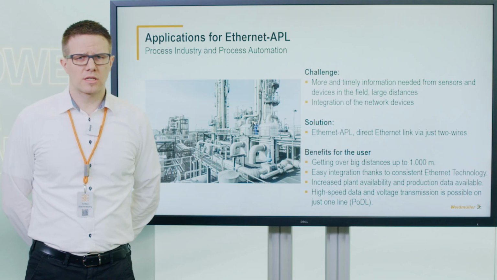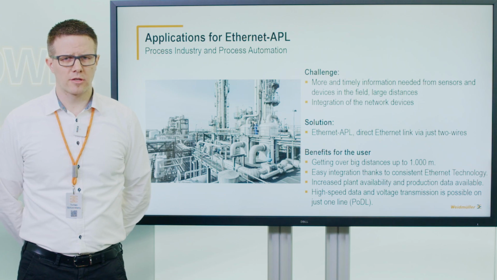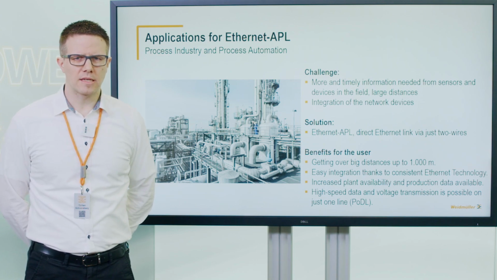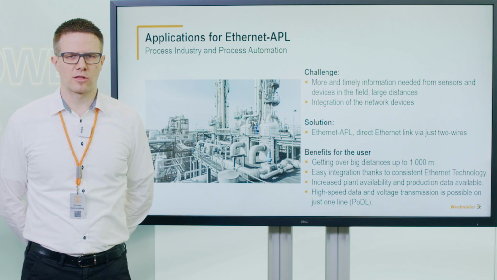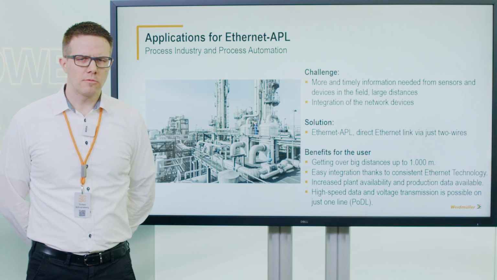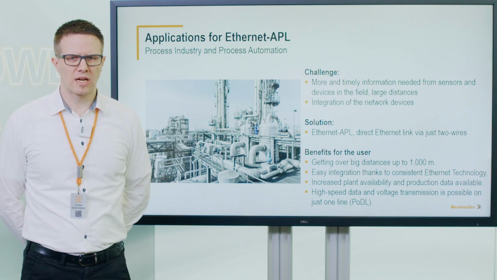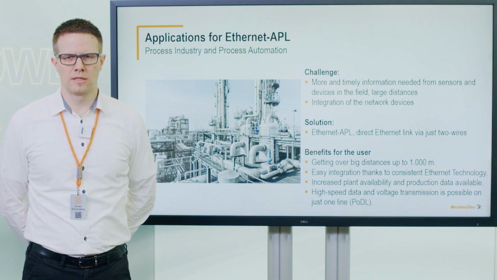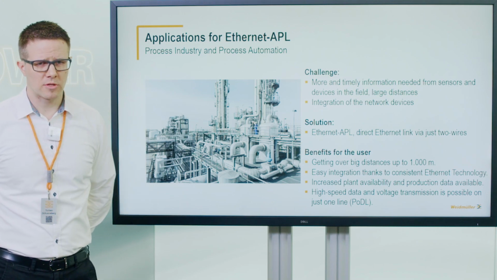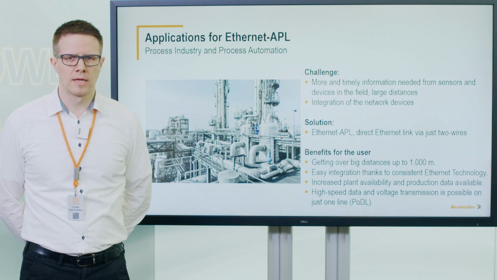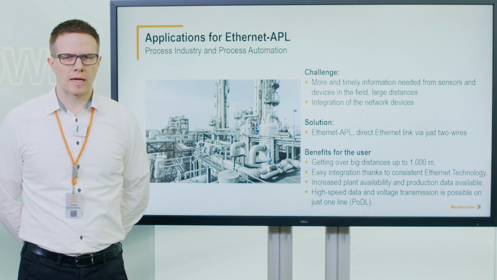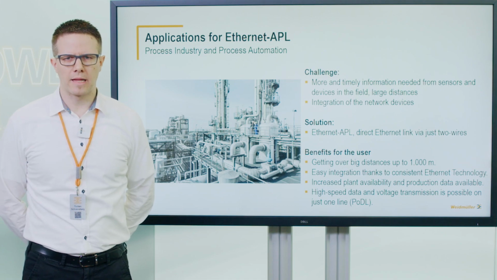The benefit for the user is to get over this big distance, up to 1000 meters, at a high speed of 10 Mbit per second. We can easily integrate the sensors into the Ethernet technology and into the networked system of the company. Also, by getting the information from the sensor in time, we have an increased plant availability and we can use the production data for further analysis. And what is also possible with Ethernet-APL is the PoDL, the power over data line. Over one data line, we can transmit power and data.